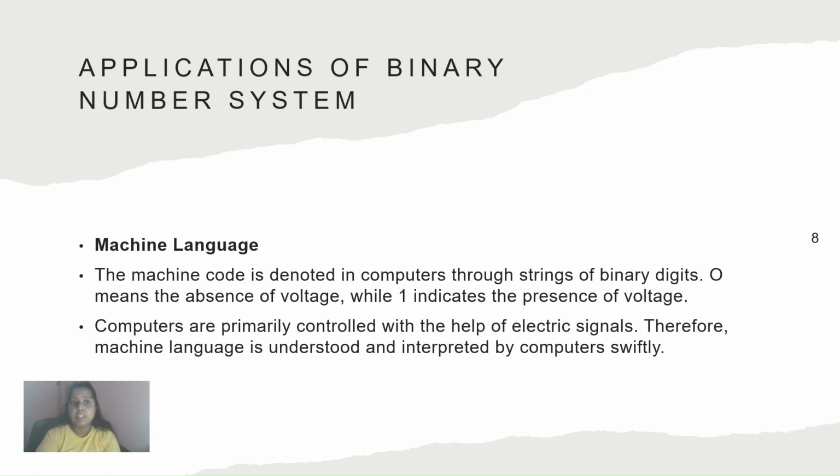0 means the absence of voltage, while 1 indicates the presence of voltage. Computers are primarily controlled with the help of electric signals. Therefore, machine language is understood and interpreted by computers swiftly. When we are using high level programming languages like Java, C++, we have to convert those codes into machine code before we run them on the computer. But if we write a particular code using machine language, that is the native language of the computer. So, no need to convert them.